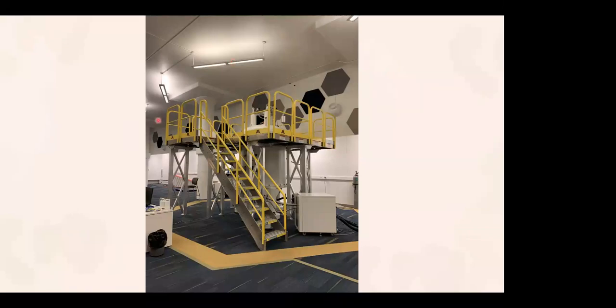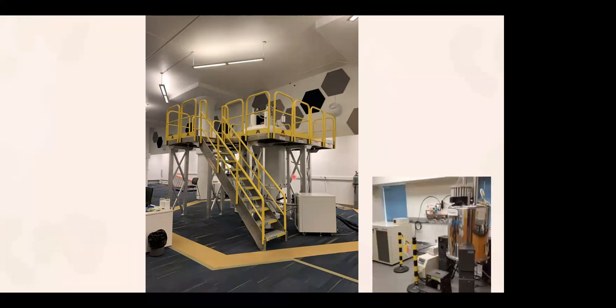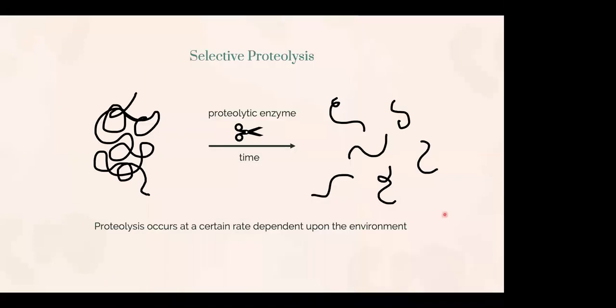For example, this is the NMR where the previous image was taken. This is a 900 megahertz NMR at the University of Minnesota, and this is our 400 megahertz NMR, which I love very dearly, approximately to scale. So it's very likely that we may not have had a powerful enough magnet to see that. So we moved on to another technique called selective proteolysis.